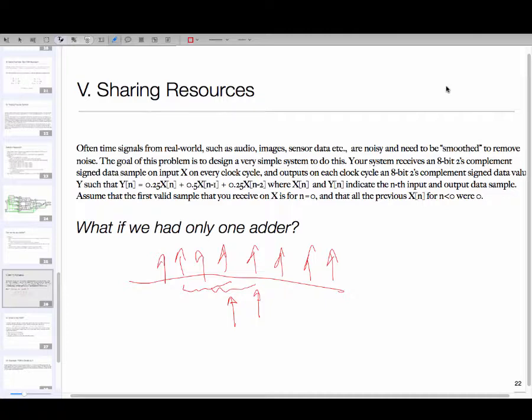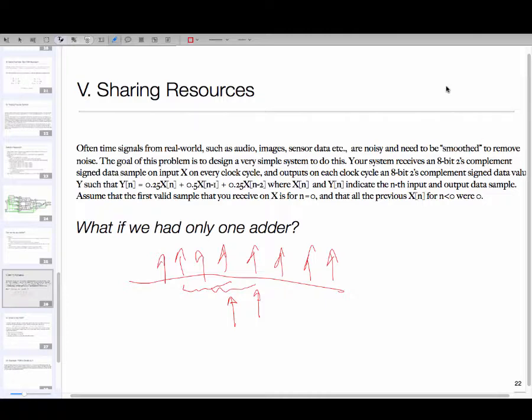Going back here, things like 1/2 and 1/4 are just a fixed amount of shift. So I need 2 adders here to pull this off, with some little wiring. But what if I just gave you 1 adder? Clearly I can only process a sample every 2 clock cycles now, because that's the best I could do.